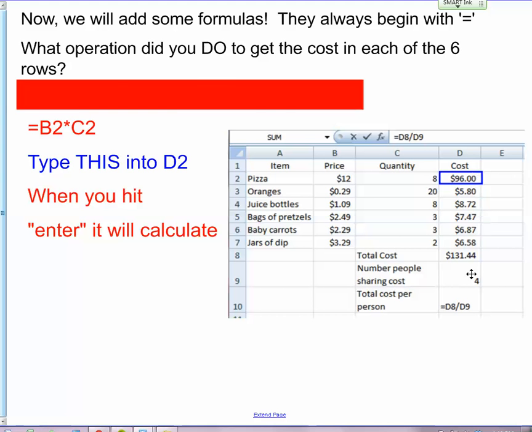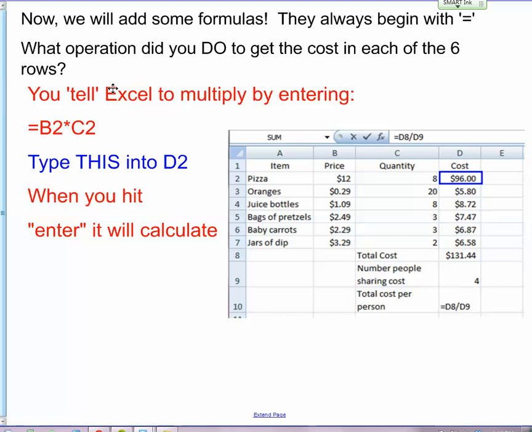Now where we got these answers was we used a formula. So you tell Excel to multiply by entering a formula. And what we entered in cell D2, so right here in this cell, we did not enter $96. We entered equals B2 times C2. And once we entered that in the cell and we hit enter, it calculated it. And then we dragged that formula, got the skinny addition sign in the corner, clicked and dragged it down, and that applies that formula to all of columns B and C. So we don't have to go and rewrite the formula 5 more times. We just have to drag it down and it copies it into each cell.